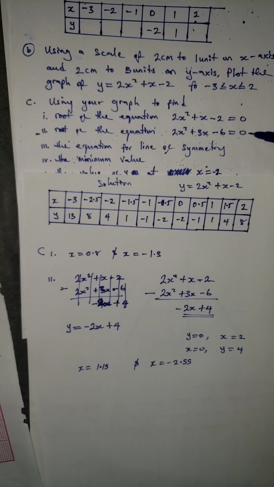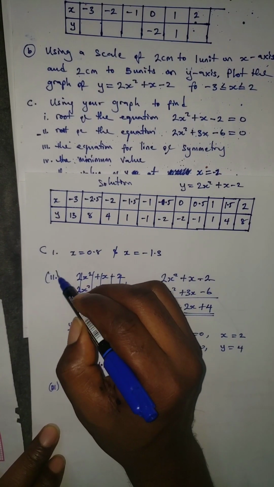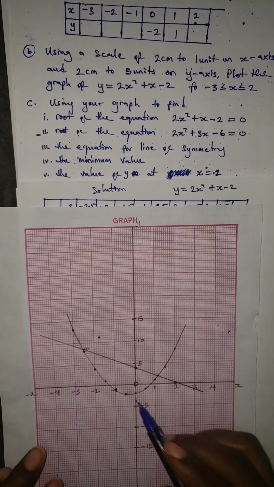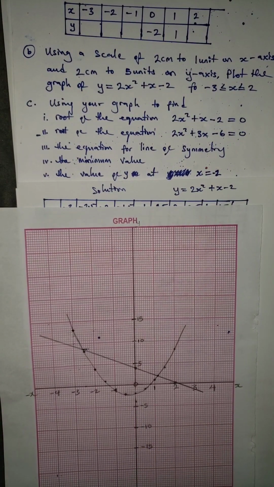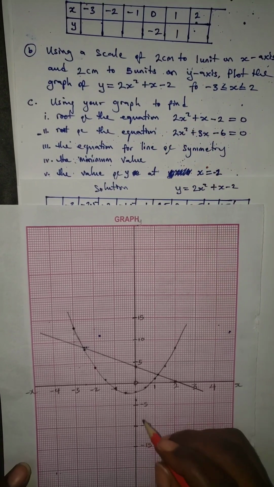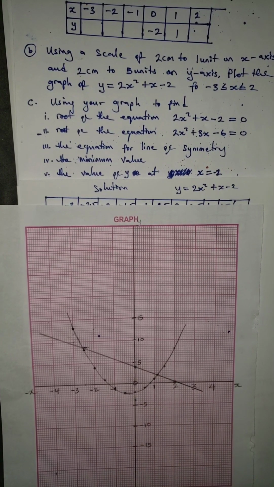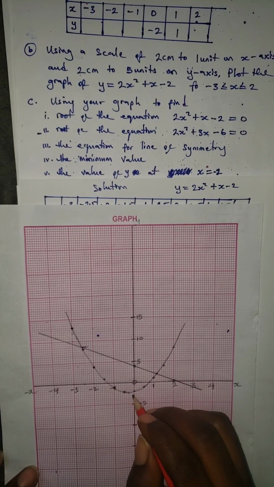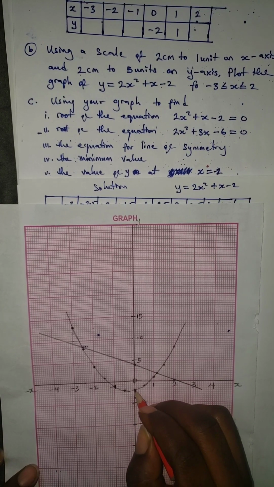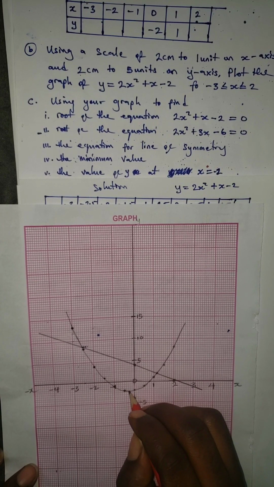Now the next question we have there is the line of symmetry. So that's our I. The line of symmetry, you find at the lowest point of the graph. So we are going to find both the minimum value and the line of symmetry at the same time. You can see that this is where the curve turns. So the turning point here is minus 2, here is minus 2.5.